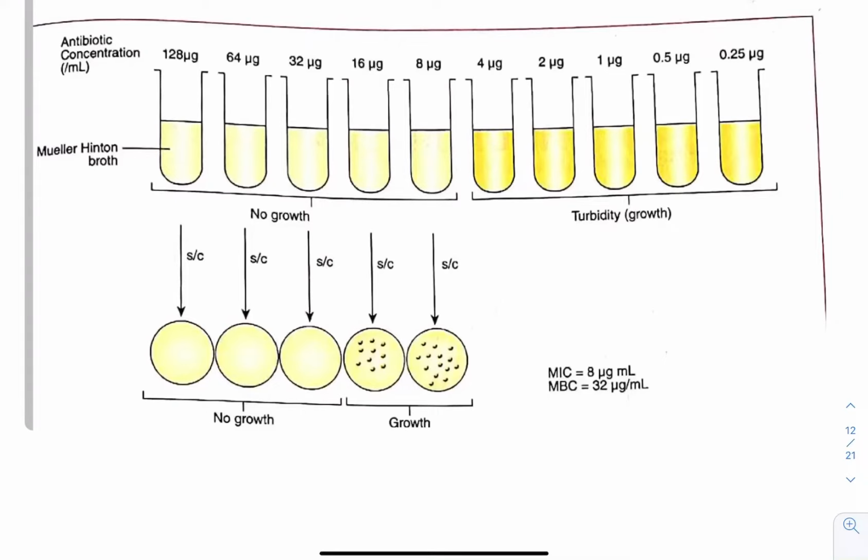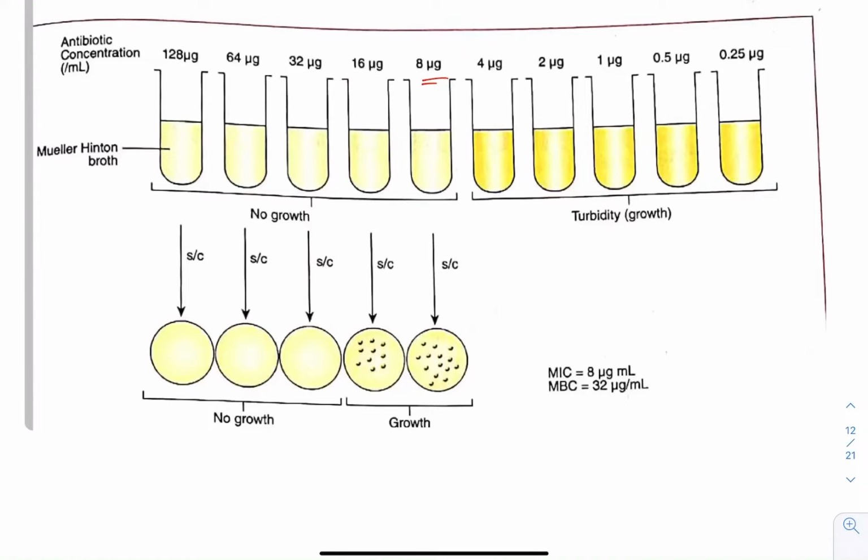Then 0.5 is again turbid. 1 microgram, again turbid. 2 microgram, turbid. 4 microgram, turbid. So up to 4 microgram the turbidity is maintained, which you inoculated a day before. Then at 8 microgram, as you can see, there is a clarity in the broth. Why is this clarity there? This clarity has come because at this concentration of drug, 8 microgram, there is an inhibition of the bacterial organism, and that is depicted by this clarity.